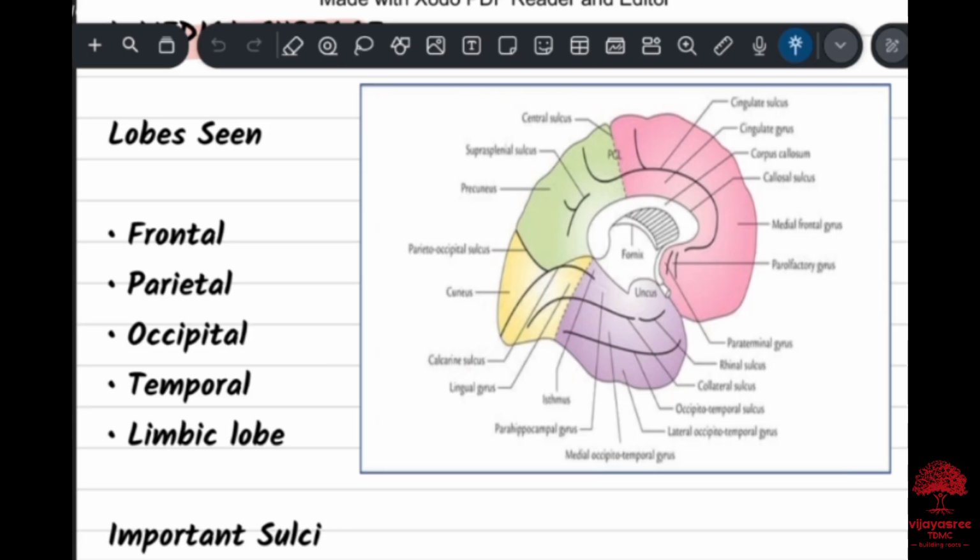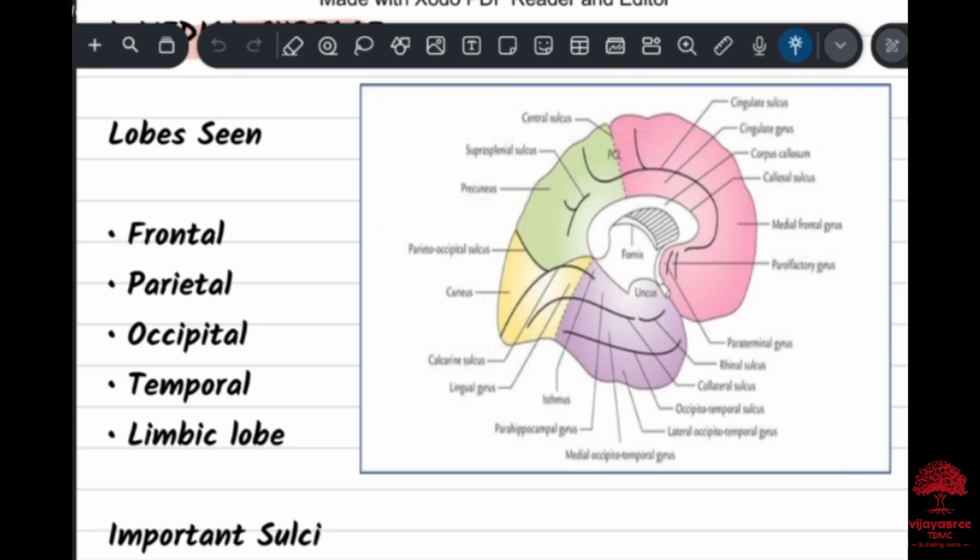Then the important gyri that are seen. This is the paracentral lobule. The paracentral lobule forms the areas number 4, 3, 1, 2. The paracentral lobule is the brain structure seen on the inner surface of each cerebral hemisphere that controls lower limb movement, body sensation, bladder and bowel functions. The important functions are lower limb movement and bowel and bladder function. So the paracentral lobule is very important.